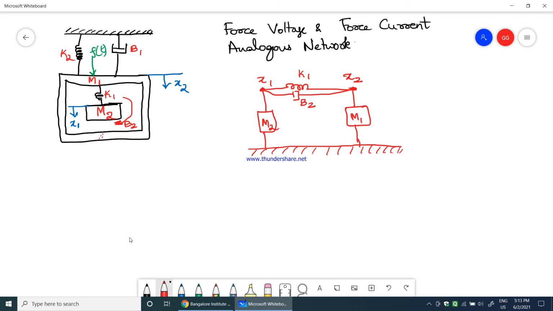Okay, now what else is left? Now for x2 we see that force F of t is applied, therefore I will get force F of t on this side. So this is force F of t, and we see K2 and B1 are connected between M1 and the wall, the ground, therefore you will have one spring here and another damper here. So these are B1 and K2.